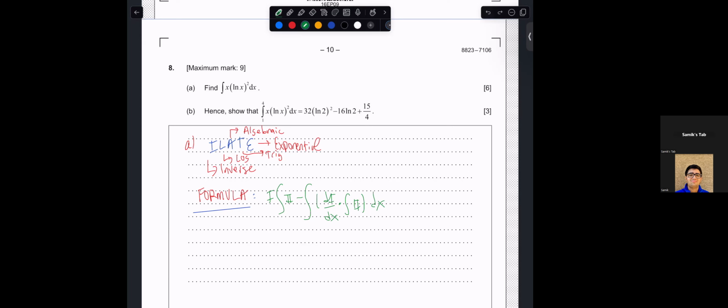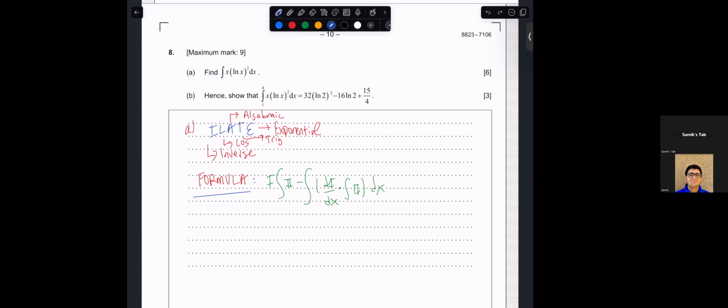So let's now put this question into play. In our question, this x is considered algebraic, and this ln is obviously log. So which letter comes first? Obviously the L comes first. L comes before the A in ILATE. So this is first, and this is second. Now let's just put this into the formula. It'll become very easy now.